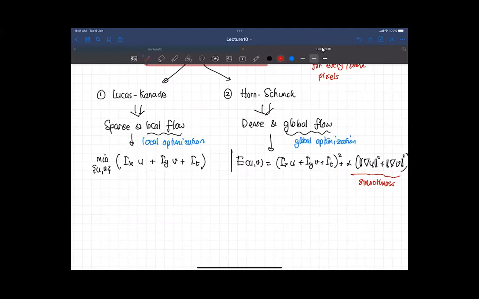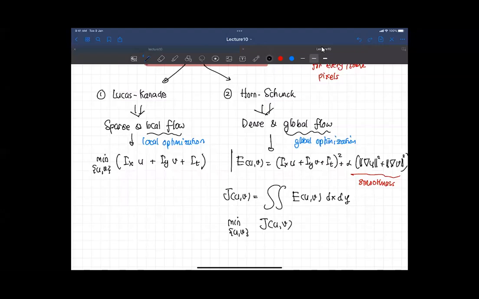And to make it global, Horn and Schunck define J(u,v) for all the pixels in the u and v map. We integrate this, the integral of E(u,v) dx dy. It means that this is also a minimization optimization technique, which means that we want to minimize this J based on u and v. Okay, so that is the basic idea. We want to minimize the integral of E(u,v) dx dy.